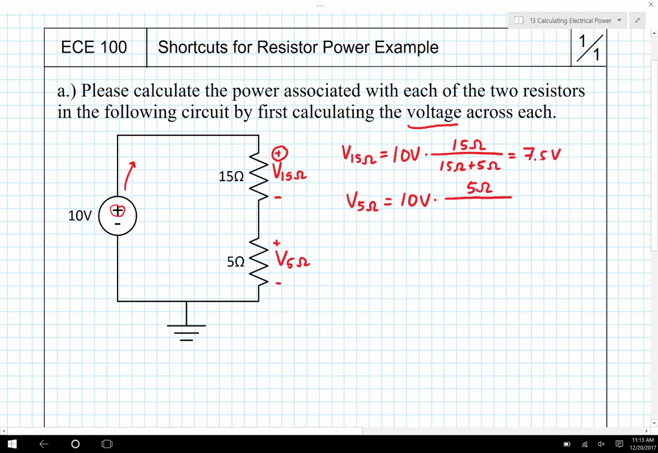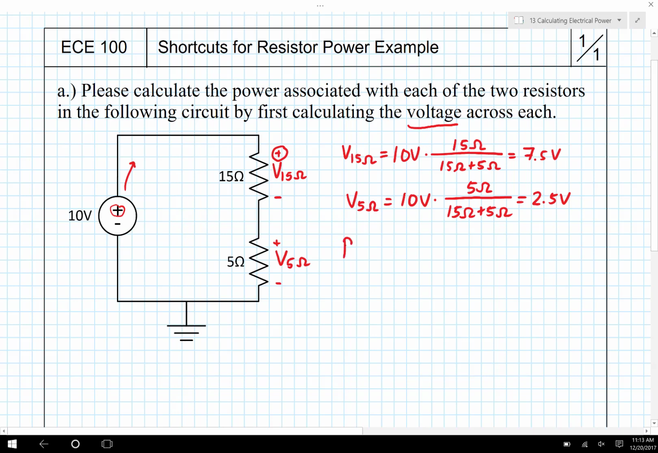Numerator, again, is the resistor that I care about. In this case, that's 5 ohms. So I have 15 plus 5 in the denominator. And when I do that calculation, I do, in fact, get 2.5 volts. So it's reassuring to see that those two voltages add up to the total voltage of 10 volts. It suggests to me that I probably haven't made a mistake. I also see that the larger resistance of 15 ohms is getting the majority of the voltage. And so that's what I would expect in voltage division.